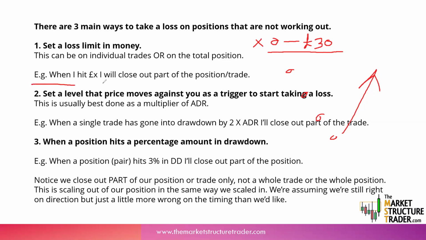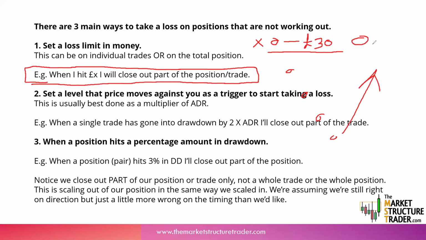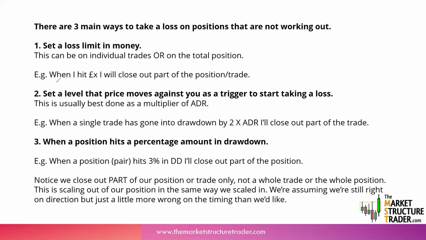Okay, so I've got an example here. When I hit X pounds, I will close out part of that trade. Okay, so let's say, for example, this is a 0.02. Okay, I can say when it gets up to £30 in drawdown, I will close out half of that and make it a 0.01. Right, so that's the first way you can do drawdown control. We're going to look at examples in a minute.